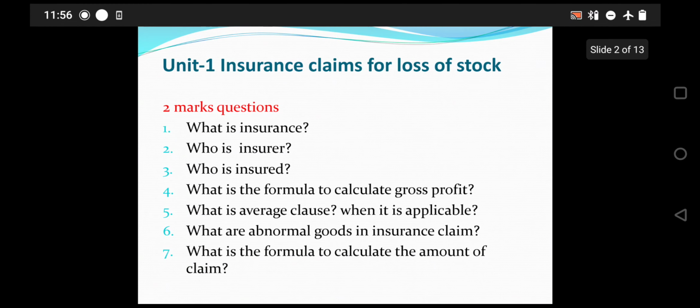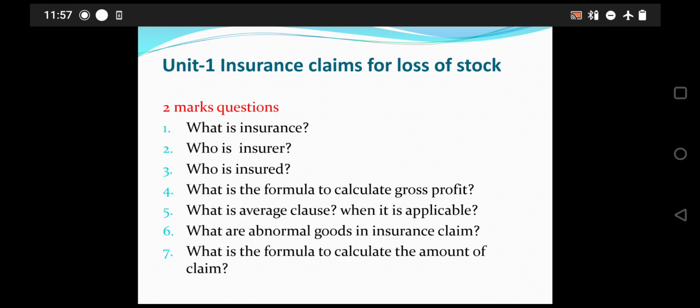So we have first one, insurance claims for loss of stock. In this particular chapter you may expect 2 marks questions like this. What is insurance? You should write the meaning of insurance. Next, who is the insurer? Normally the company or institution which provides an insurance policy to the needy one. And who is the insured? The person who takes an insurance policy from an insurance institution or company is called the insured.